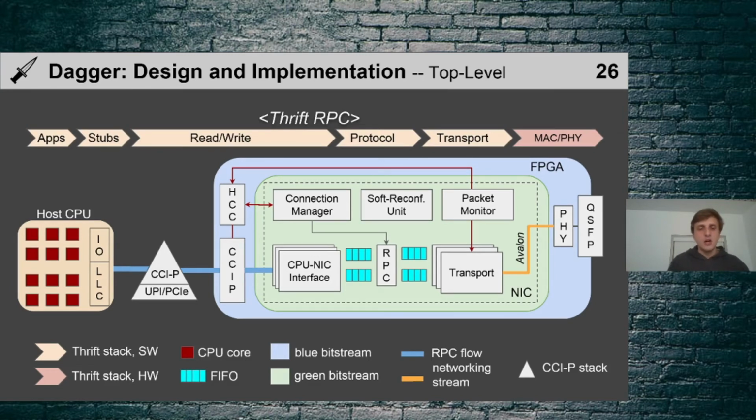The Dagger NIC also has a couple of additional components, such as the reconfiguration unit to flexibly control the RPC pipeline and the packet monitor for debugging purposes. The CPU to NIC interface and transports here are designed to be configurable such that different options can be selected based on the requirements and traffic patterns of the target applications.